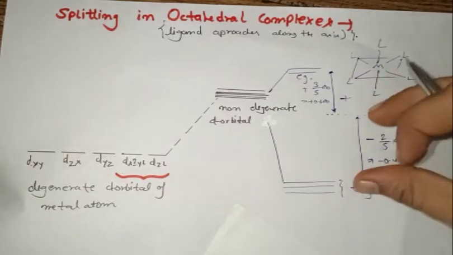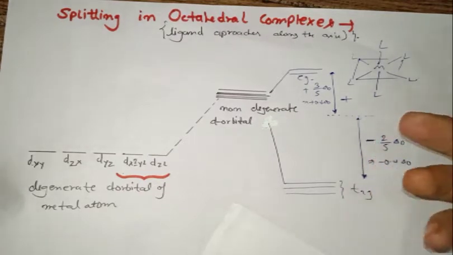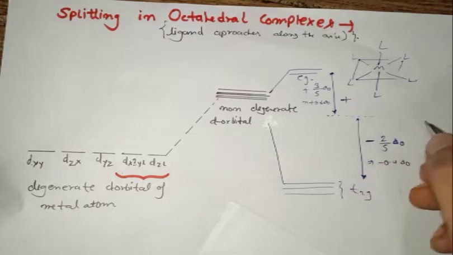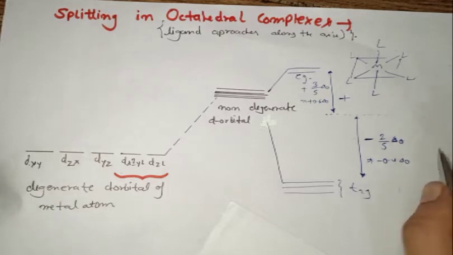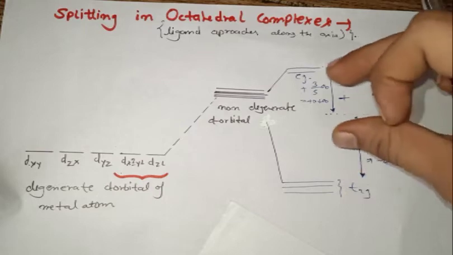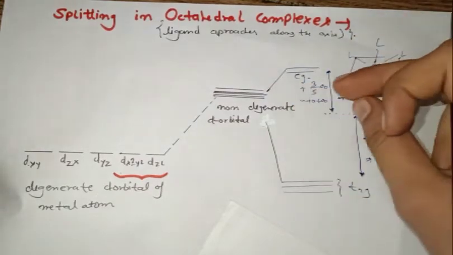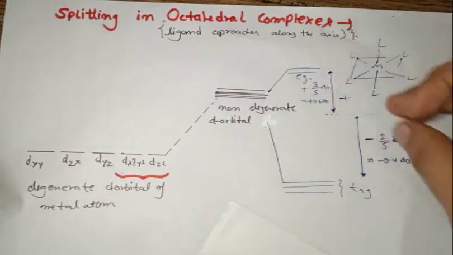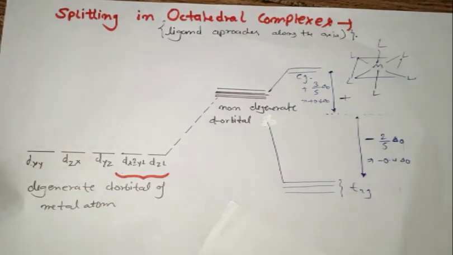Now since t2g is decreasing the energy, the energy change will be negative. Minus 2 by 5 delta O shows the energy change, and O is for octahedral. You will calculate it as 0.4 delta O. The energy will be decreased by this amount, the energy gap. For the destabilization, it is a positive sign, the energy is increased by 3 by 5, and you will calculate 0.6. Later on I will discuss why this 3 by 5 and 2 by 5. You can see 5 orbitals, and 3 and 2, so 3 by 5 and 2 by 5.